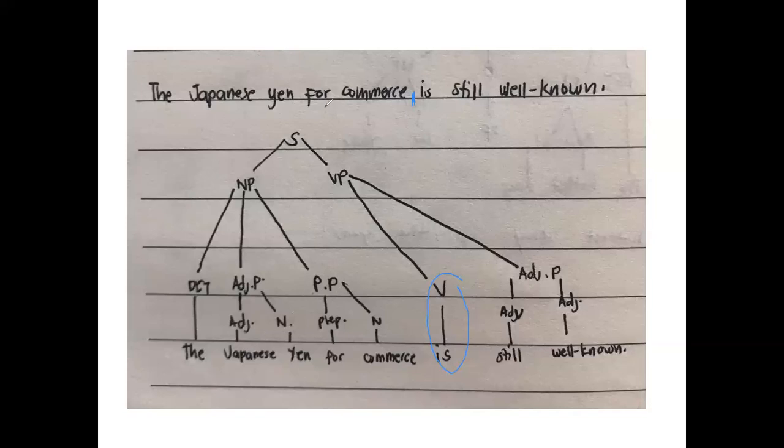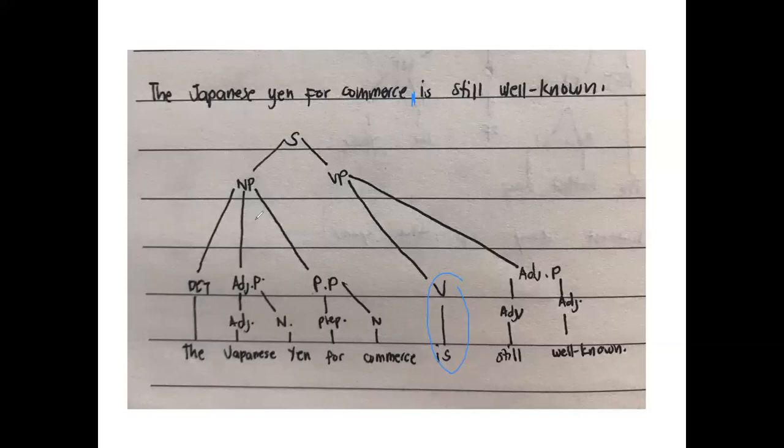Next we have for commerce. For is a preposition, and commerce is a noun, so it will be directly considered as a prepositional phrase. So all three of these, the debt, the Japanese yen, and for commerce, will be under the NP, the noun phrase.